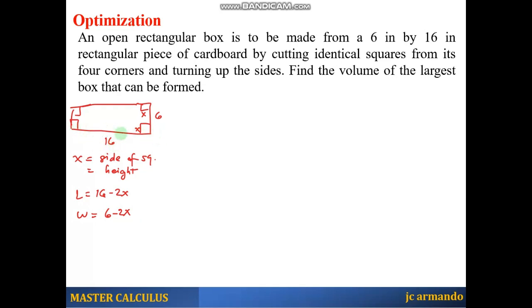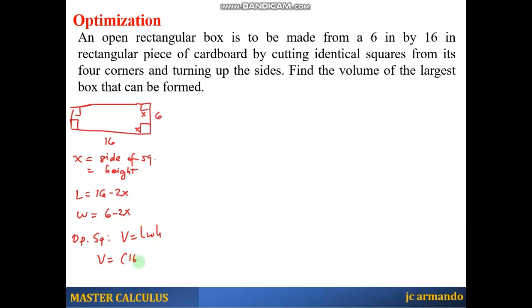From 16, magiging 16 minus 2x. Yung width, mababawasan din ng 2x. Kasi x dito, x din doon. Kaya naging 6 minus 2x. So, ito yung ating constraint. Then, para makuha yung optimization equation, syempre, gamitin natin yung formula ng volume. Volume of a box is just length times width times height, right? So, ano ba yung ating length?